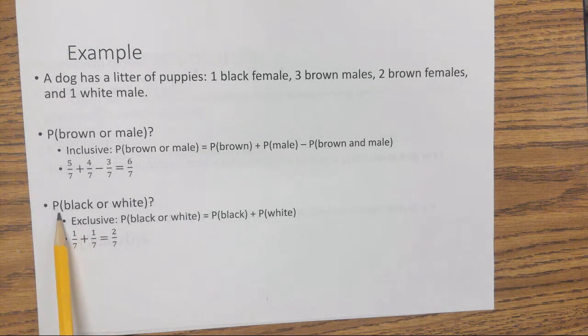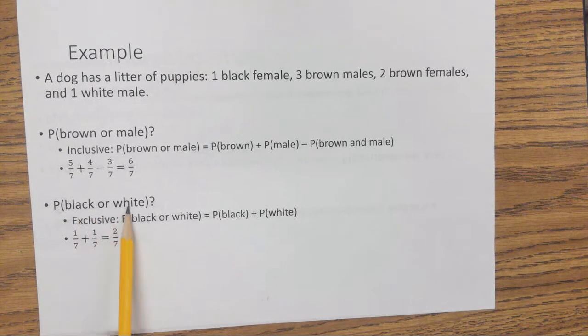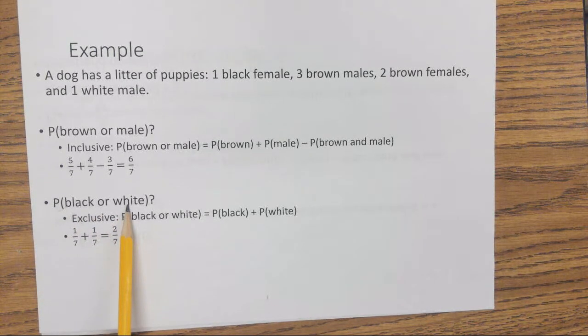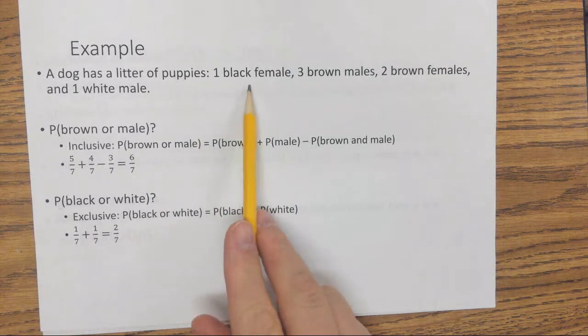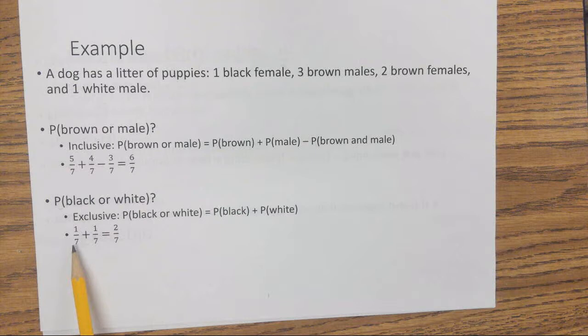So now let's look at the probability that it's black or white. Well, there's not any black and white dogs. They're either black or white. So that's going to be exclusive, because they can't be black and white at the same time. So the probability of black or white is just the probability of the black plus the probability of white. There's 1 black female, 1 white male. 1 out of 7 plus 1 out of 7 equals 2 sevens. Pretty simple.